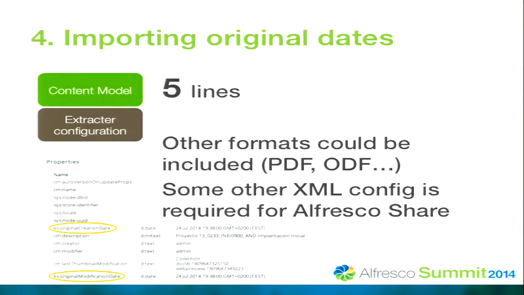As you can see, these properties are included on the node. And other formats could be included. You have to use more structures in order to support this one. And if you want these properties to appear on Share, you need the Share custom configuration for the fields. We are building a content model. We are configuring structure beans from Alfresco.